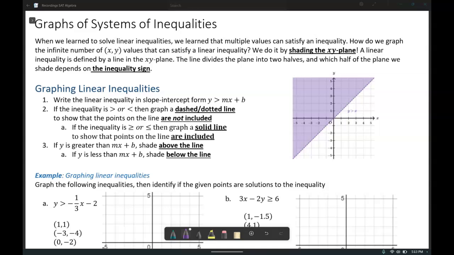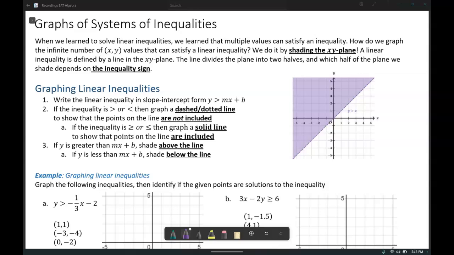When we learned about linear inequalities, we saw that multiple values can satisfy an inequality. So how do we graph an infinite number of xy values to satisfy an inequality? We do it by shading the xy plane. A linear inequality is defined by a line in the xy plane which divides the plane into halves, half of which have our solution set. Which half we shade depends on the inequality sign of the equation.